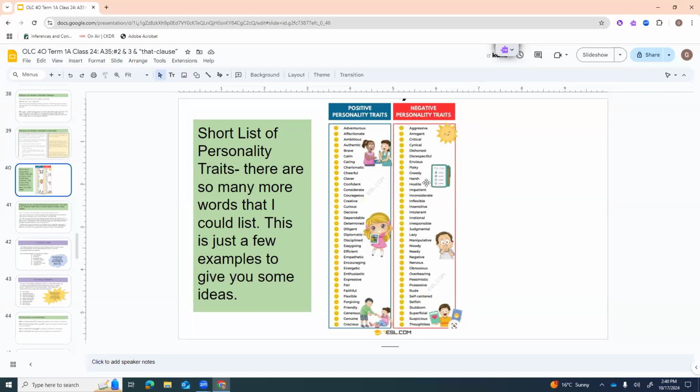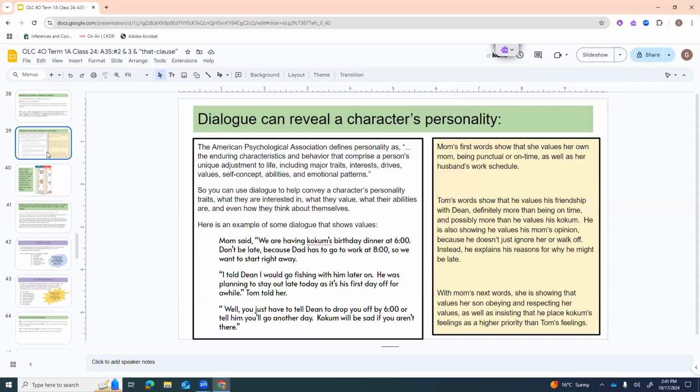So things like adventurous, affectionate, ambitious might be positive, but aggressive, arrogant, cynical, dishonest, those might be negative. So these are some different personality traits, and you might be thinking about that when you're having your people talk to each other. So if I was going back to this conversation with the mom and Dean here, what personality traits? Well, mom is being very direct. A kid might say she's being bossy.